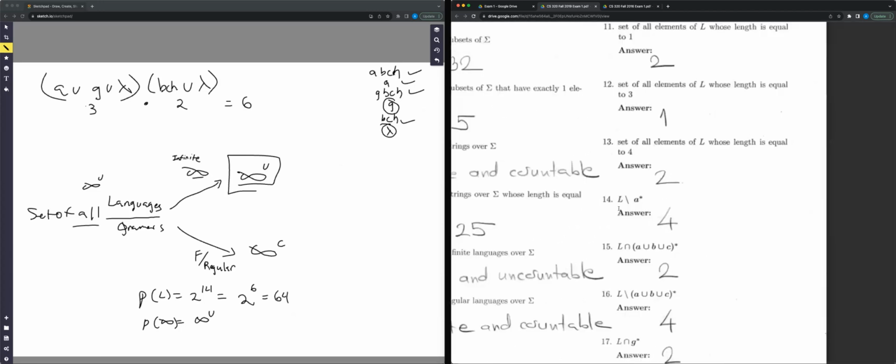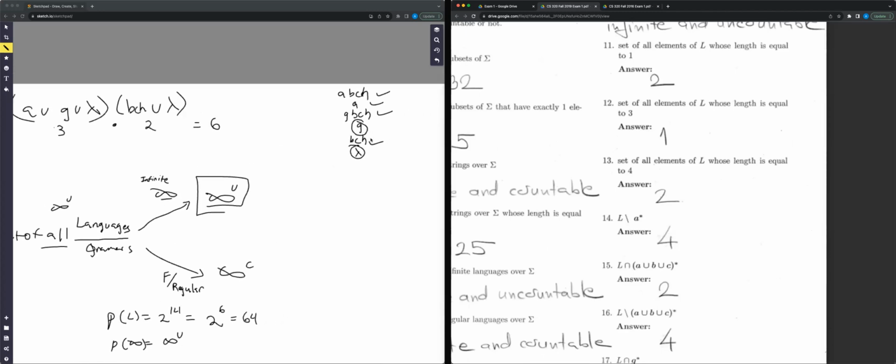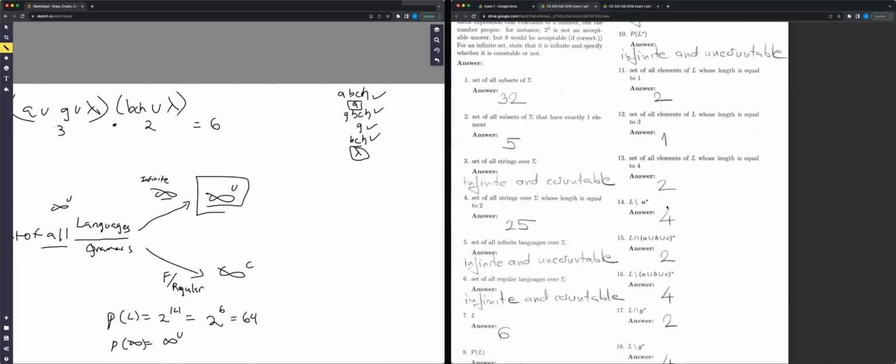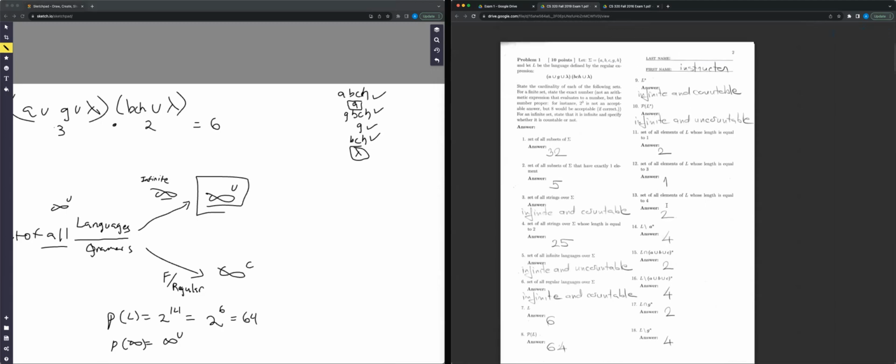14 again. So in L, but not in A star. So what are all the possible? Looking at just these 6, this is all that's in L. So what is in A star that's not in L? A is in A star. Lambda is in A star, but everything else isn't. Which is why our answer is 4. Okay. Cool. Any questions? Otherwise, we're going to move on to context-free grammar.